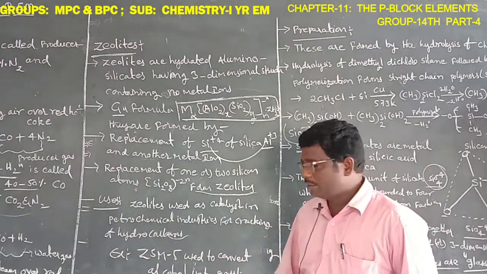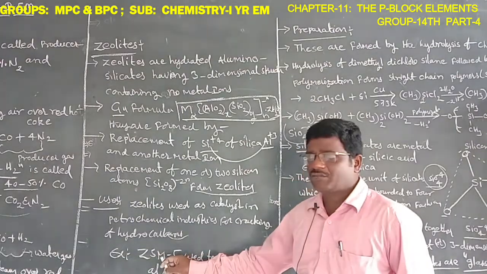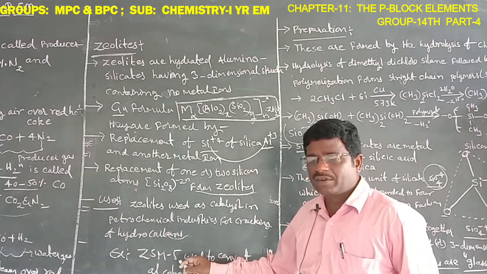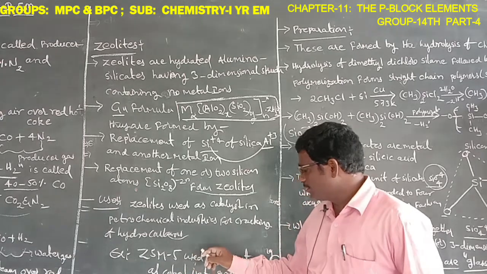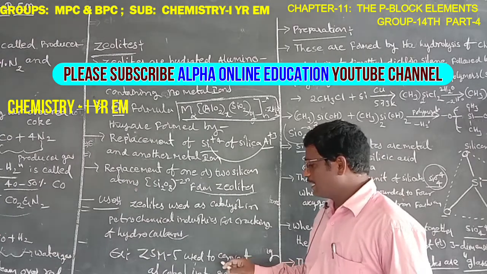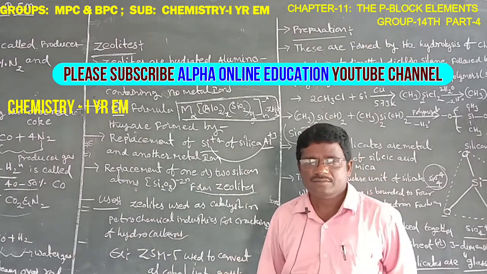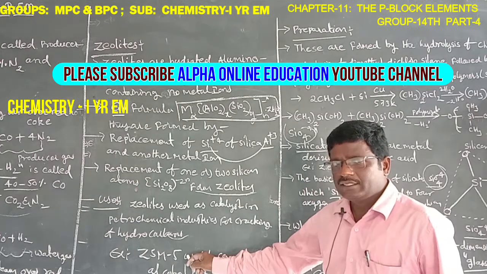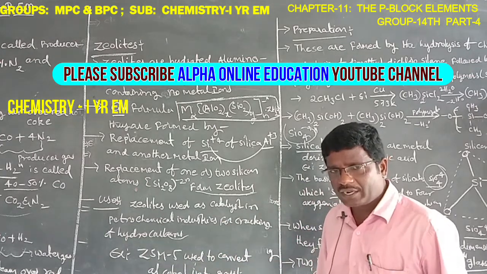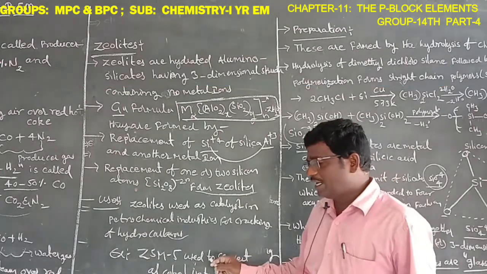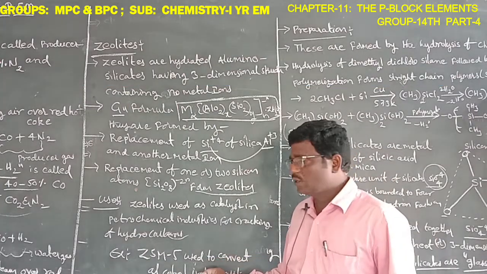Next, an example: ZSM-5. ZSM-5 is a type of zeolite. It is used for converting alcohol into gasoline. That is the zeolites.